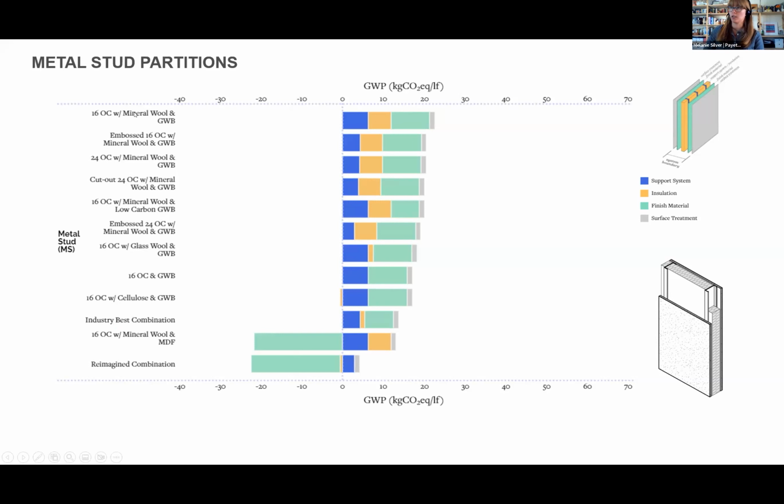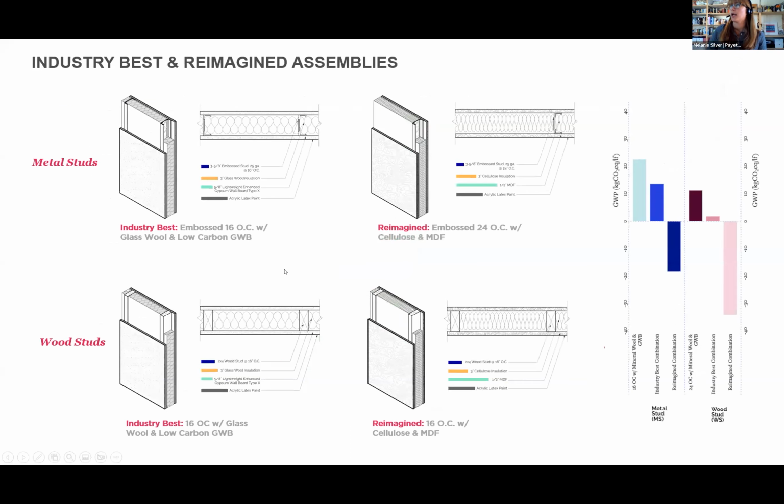One of the things we noted is that within the metal studs, we tested many different options for different spacing, as well as different types of insulation if you need it for acoustics, and different types of studs. Then we came up with industry best combinations where you can select specific materials without inherently changing how you already do your construction practices. And then we came up with a reimagined combination, where maybe in the future we could move this way to really reduce our embodied carbon. We have those for the metal studs and for the wood studs.